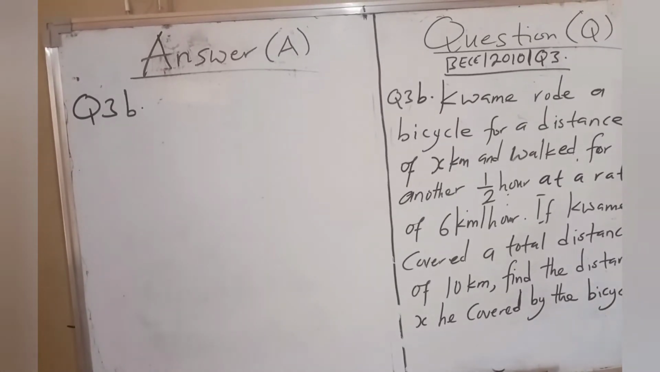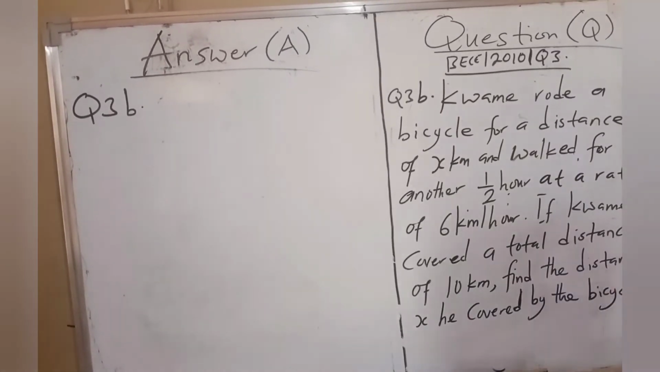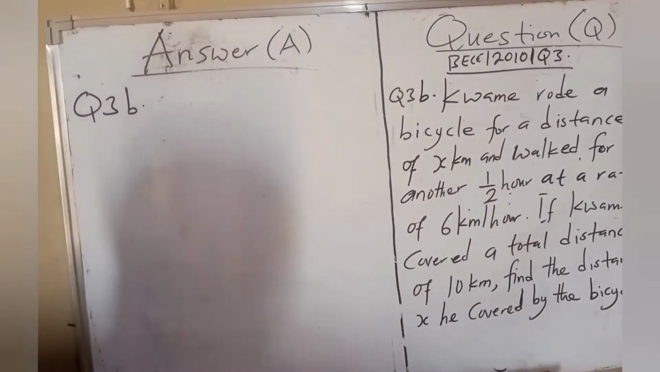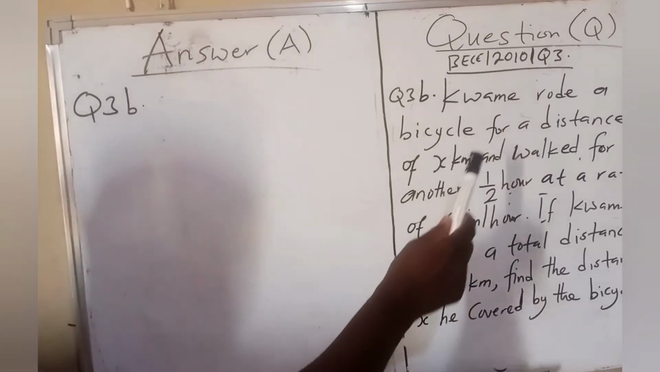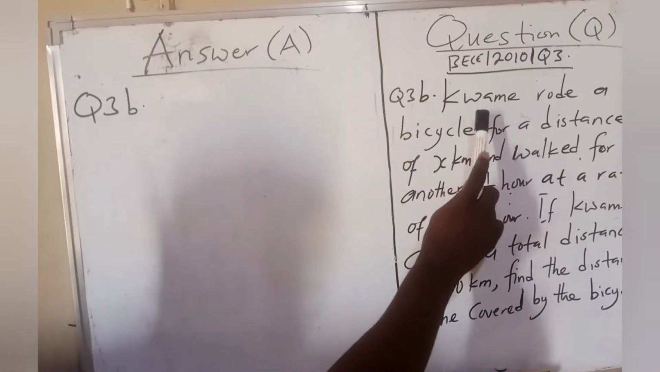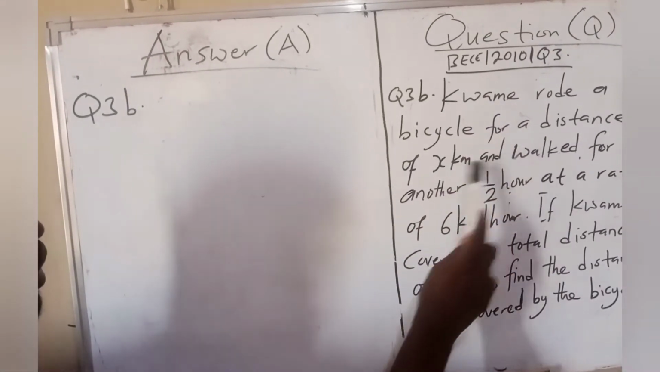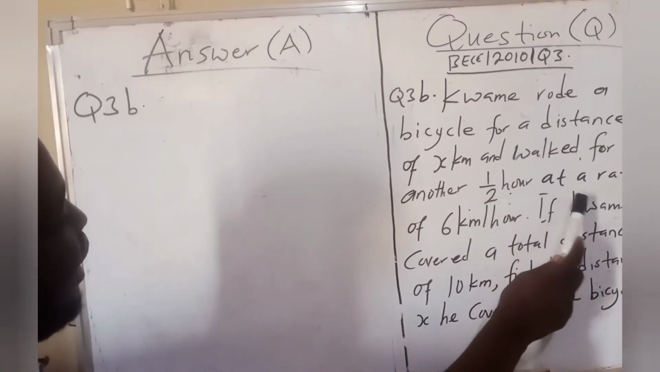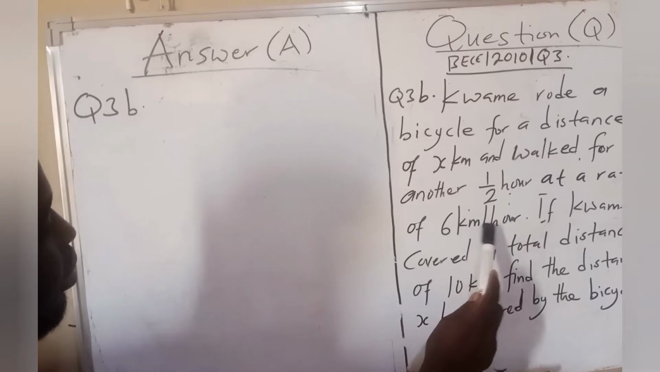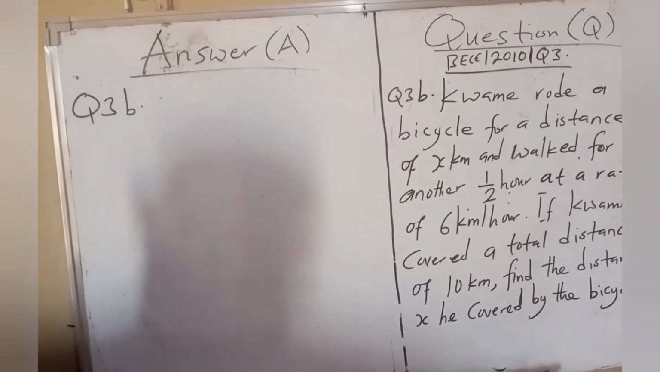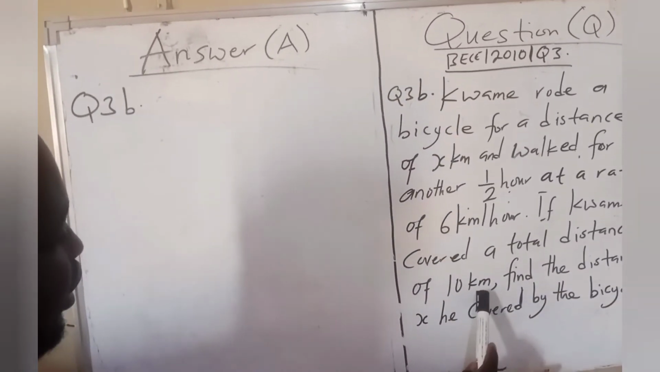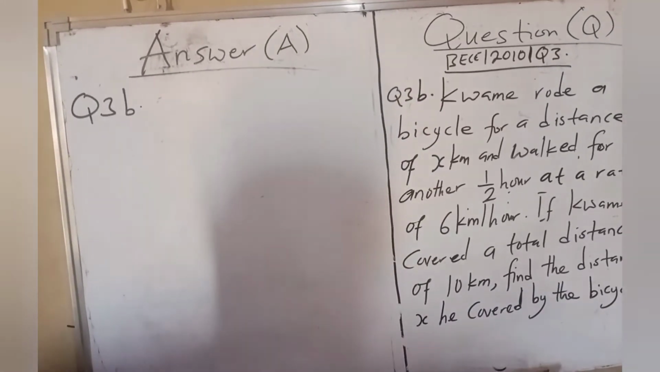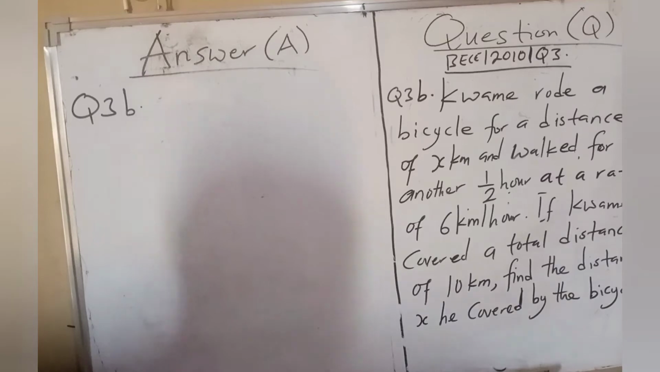This is the second part of question 3. That is question 3b. In question 3b, the question is that Kwame rode a bicycle for a distance of X kilometers and walked for another half hour at a rate of 6 kilometers per hour. If Kwame covered a total distance of 10 kilometers, find the distance X he covered by the bicycle.